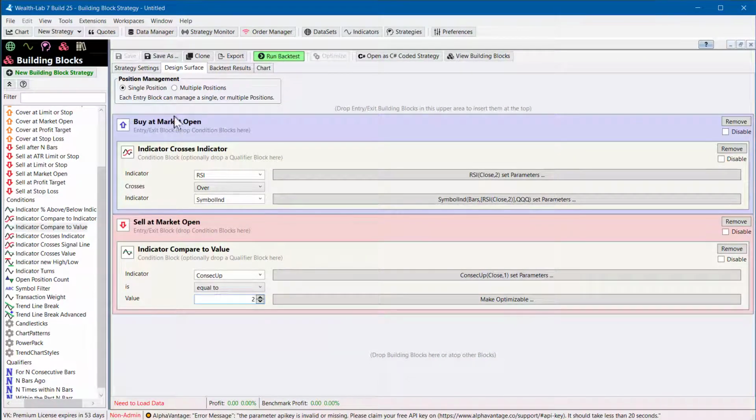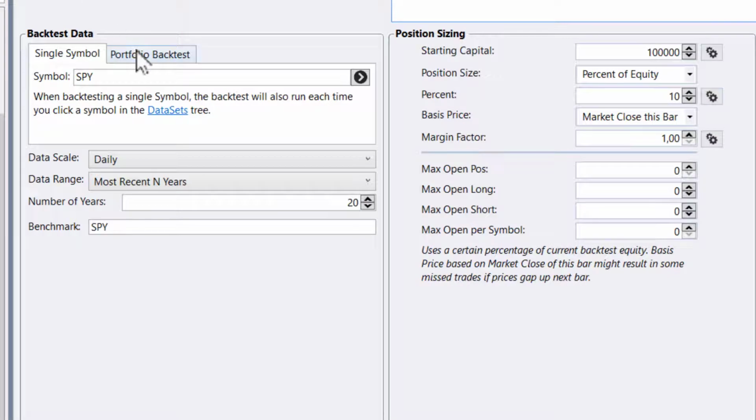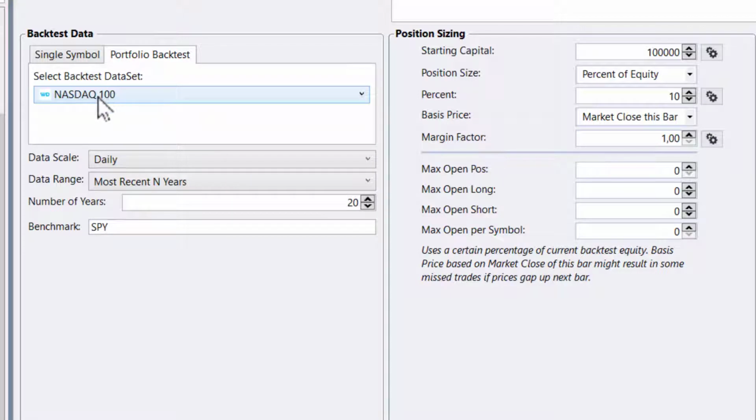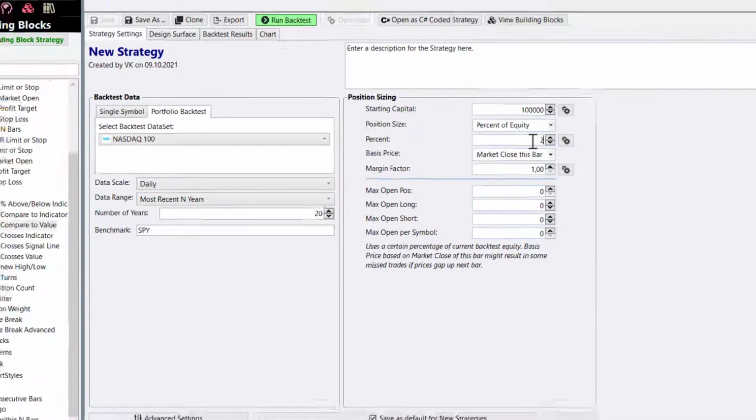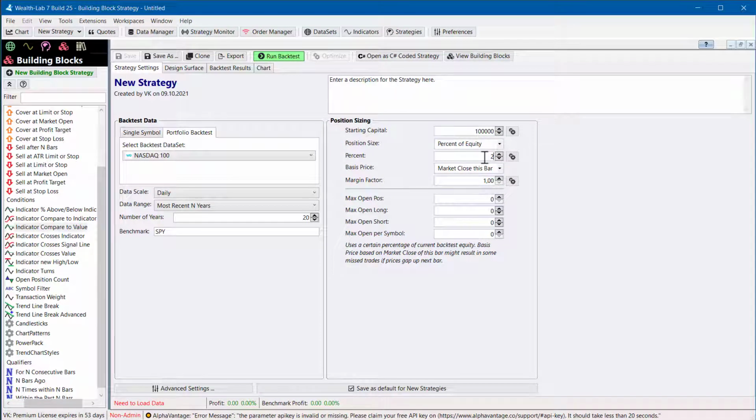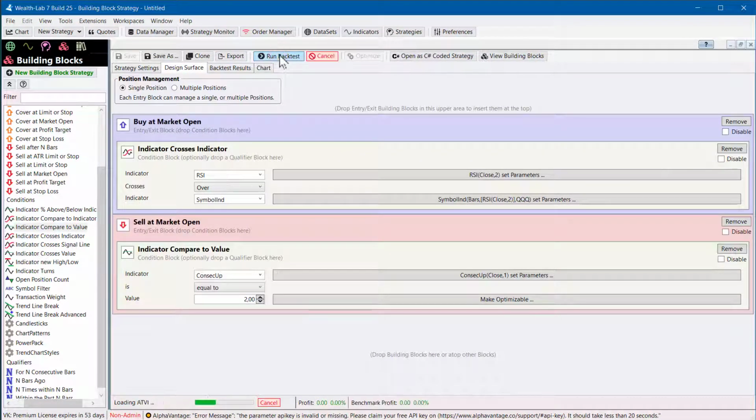And let's go over to the strategy settings. First of all, we pick the market that we want to test on, which is the Nasdaq 100 portfolio. We now define the position sizing, pick 2% here. Now all we have to do is click Run Backtest, and WorldSlab does its magic.